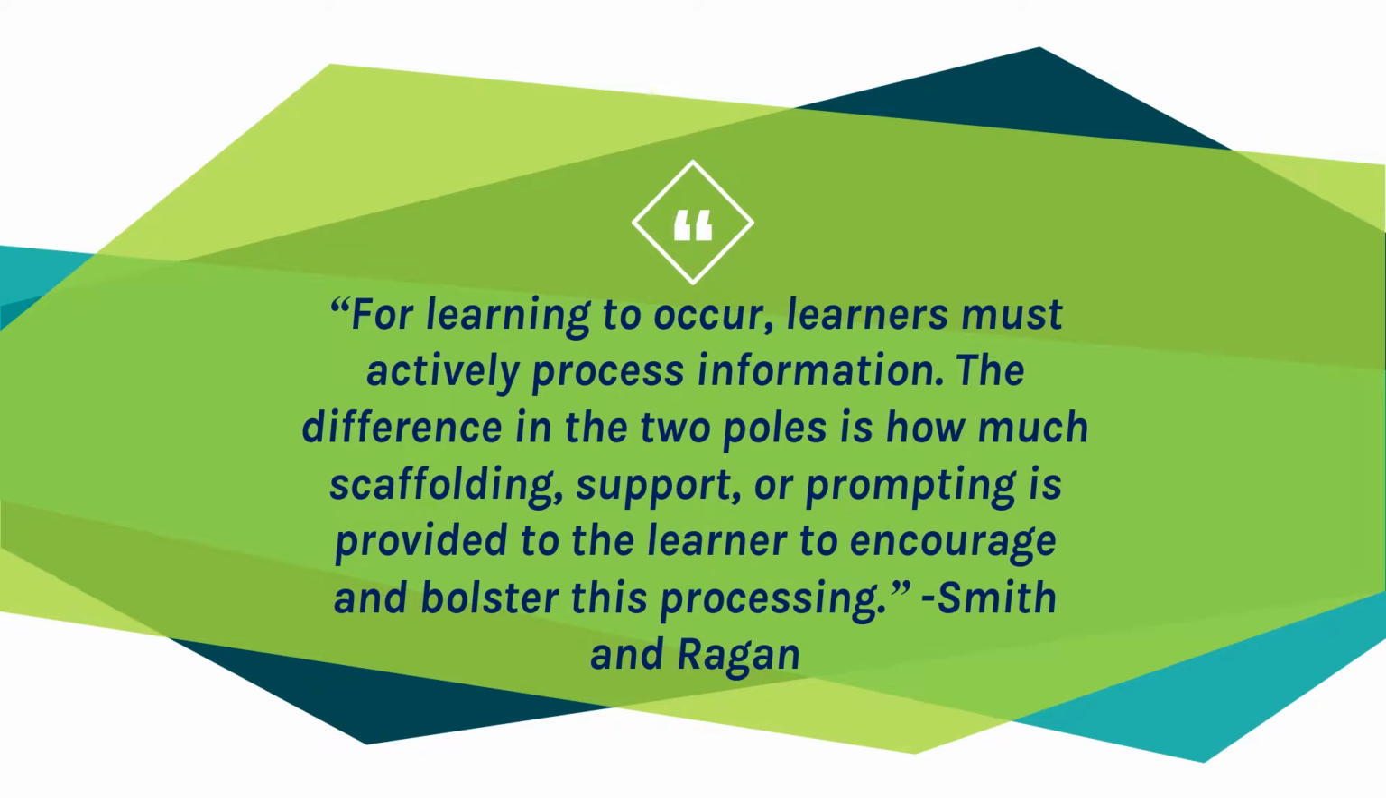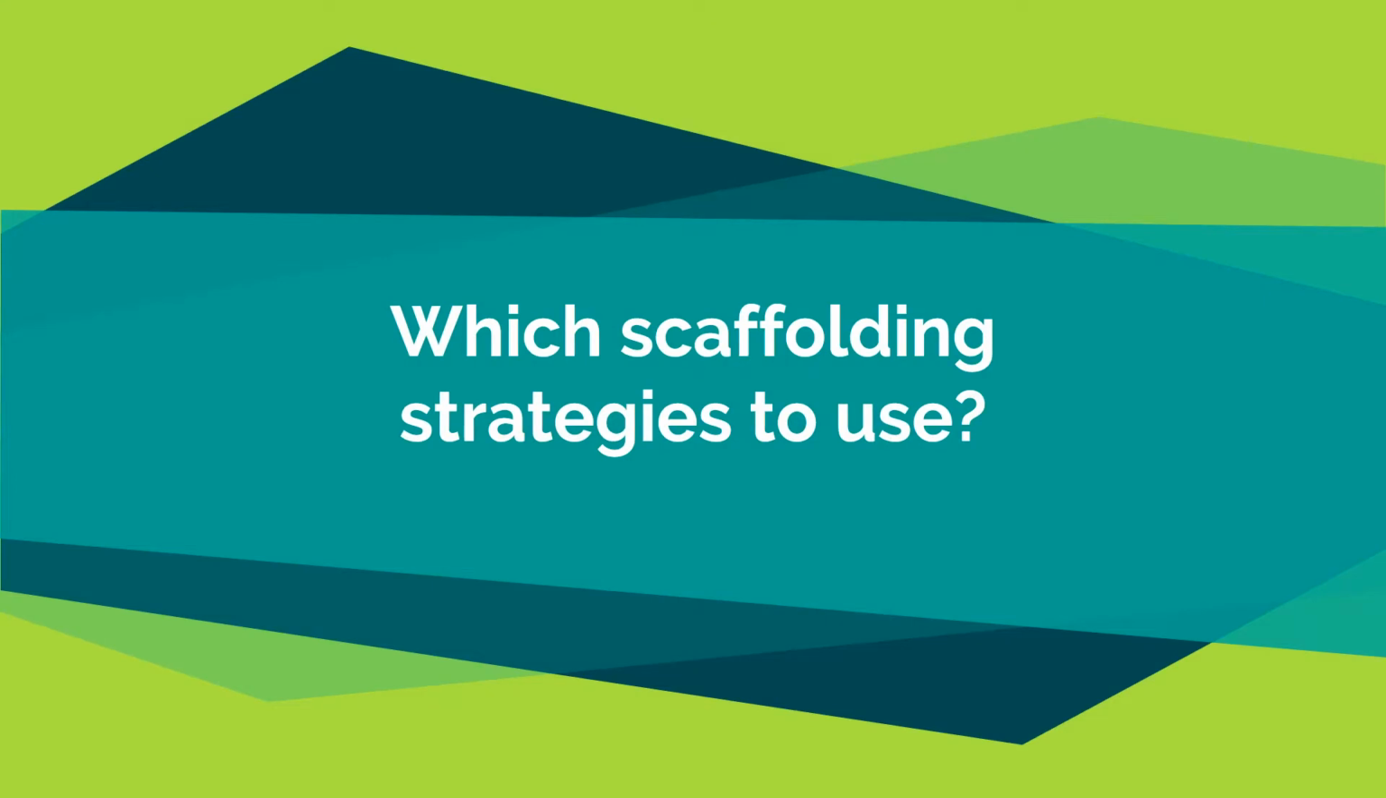Smith and Reagan state, for learning to occur, learners must actively process information. The difference in the two poles is how much scaffolding, support, or prompting is provided to the learner to encourage and bolster this processing. With that being said, which scaffolding strategies are best to use?